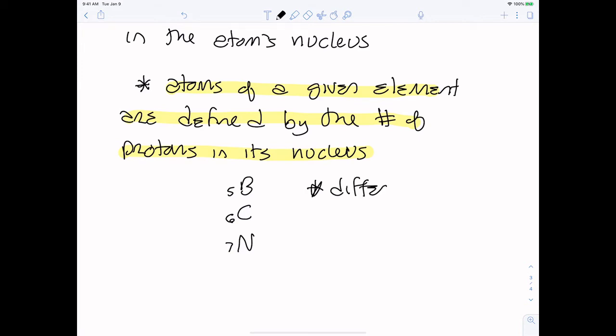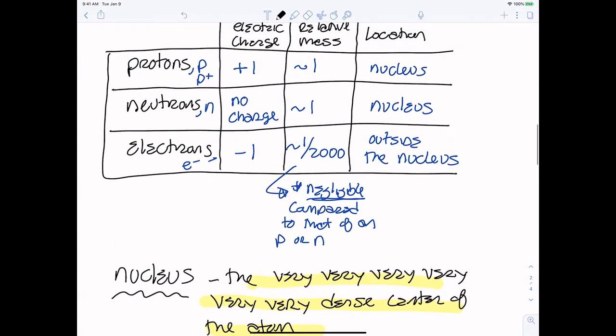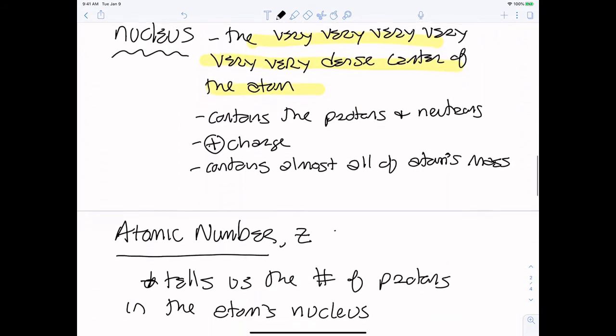So different elements have a different number of protons in their nuclei. Right? If we go back up to Dalton's atomic theory here, make you guys dizzy by scrolling so fast, right? It's characterized by the number of protons, right? Each element contains only one type of atom, and it's characterized by the number of protons. You change the number of protons, you change what it is. It's an entirely different type of atom.